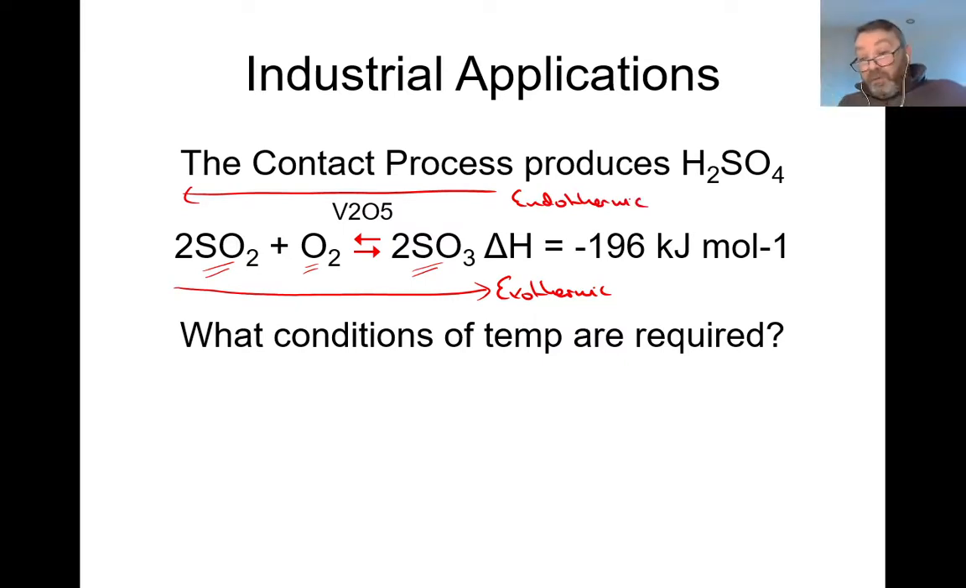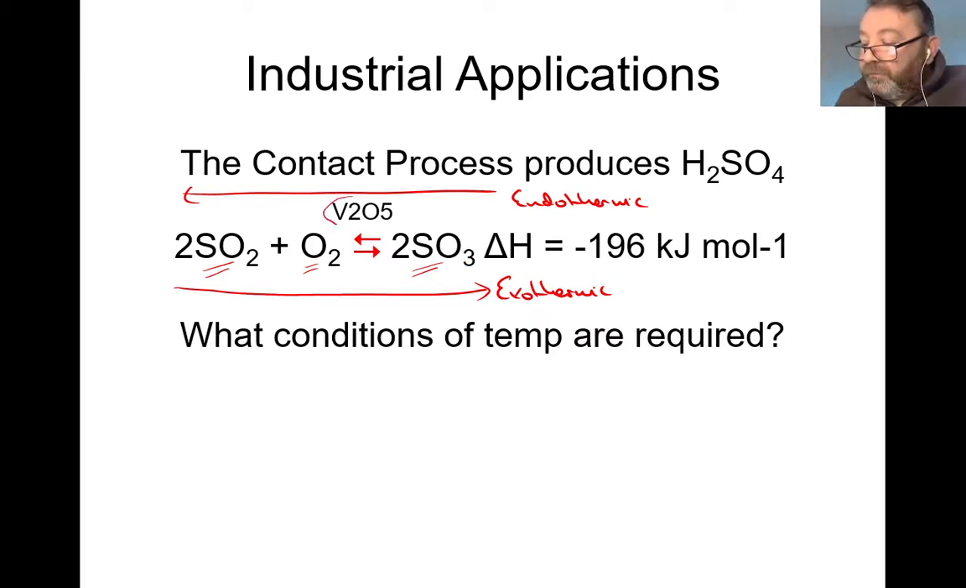Okay, so the forward reaction causes an increase in temperature and the backward reaction causes a decrease in temperature. Now, first question, what conditions of temperature are required? So what do I want to do here? The first thing I want to do is move towards SO3. Okay, so I want to move over to the right hand side.